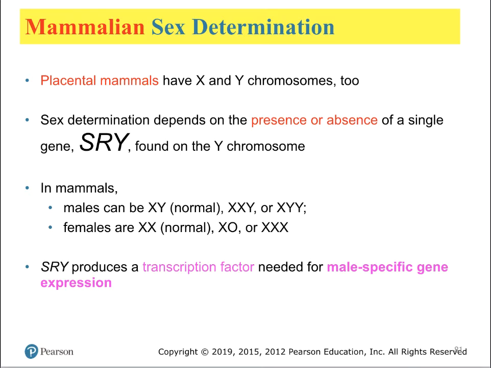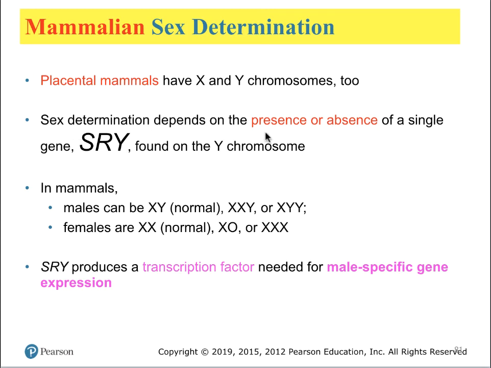With the placental mammals, mammals with a placenta, the situation is slightly different. We also have X and Y chromosomes, but our sex determination comes in a slightly different fashion. We have on the X chromosome about 1500 genes. On the Y chromosome, we have just under 50 genes. One of those genes on the Y chromosome is very important. It's called SRY, for sex determining region of Y.